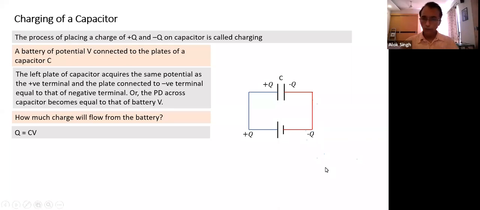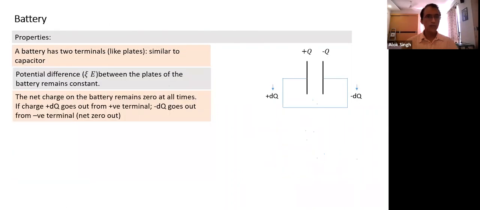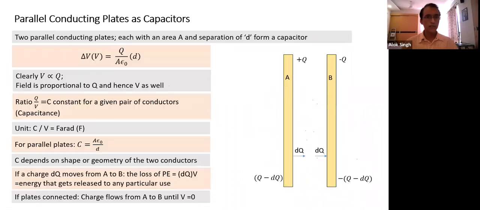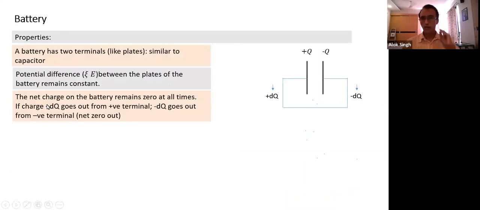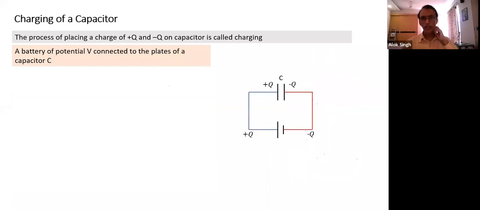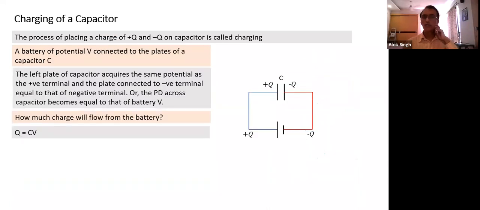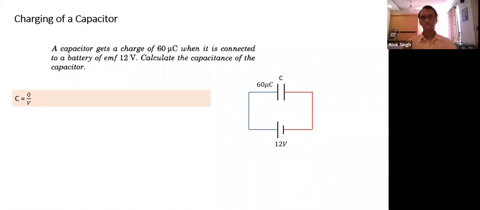So if the potential here is V, this also should be V. And we know the relationship between charge, capacitance, and V. We have seen previously what the relationship between charge, capacitance, and V is. What is charge equal to? Charge is equal to C into V. So I use this relationship to find the charge. Are you clear? How much charge will flow? C into V. Then only the potential difference becomes equal to V. Let's take this one, something like this.